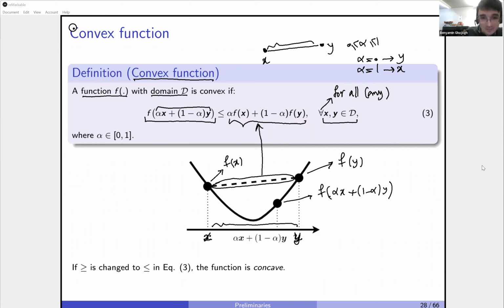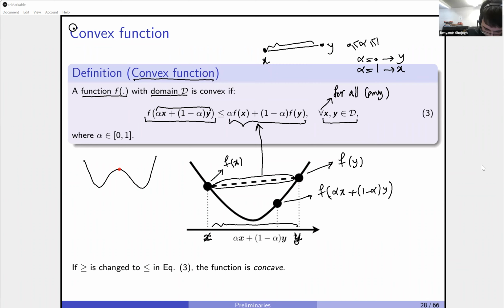And as you see, f of this, which was this, is always below this line. So this inequality is the definition of a convex function. In other words, the function is always bumpy in this way. An example which is a counterexample for this is this.